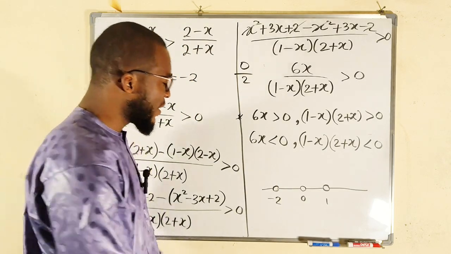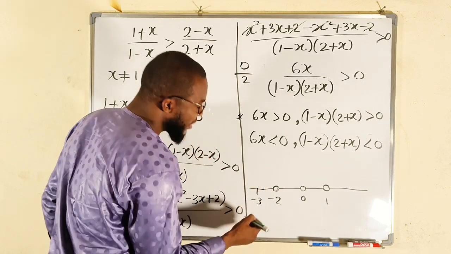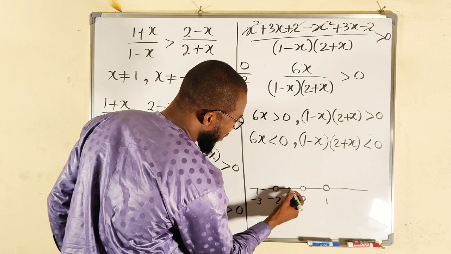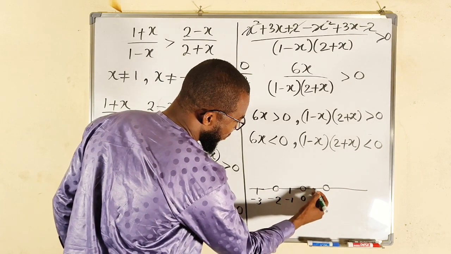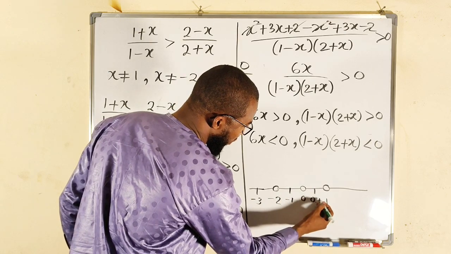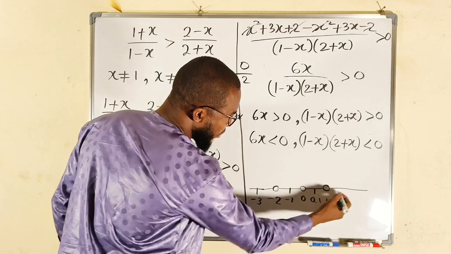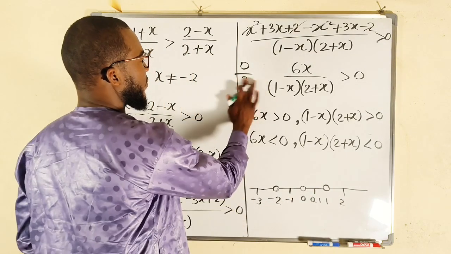So how can we do that? Let us choose a value to the left hand side, that is negative 3. And also choose a value here. We could choose negative 1. We could choose 0.1 here, we know it is greater than 0. We could choose 2 here. Okay, let's start with negative 3.